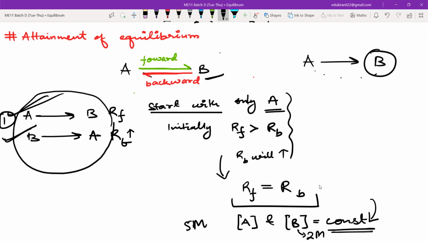Yes. Okay, fine. Now, I think there will be some who will have this doubt. If the rate of backward reaction is increasing, then will there be any case in which the rate of backward reaction increases so much that it becomes greater than the rate of forward reaction? If I start with A, can it also happen that rate of forward will be slower than rate of backward? How many of you have this thought? Please tell me. No one. Okay, fine, great.